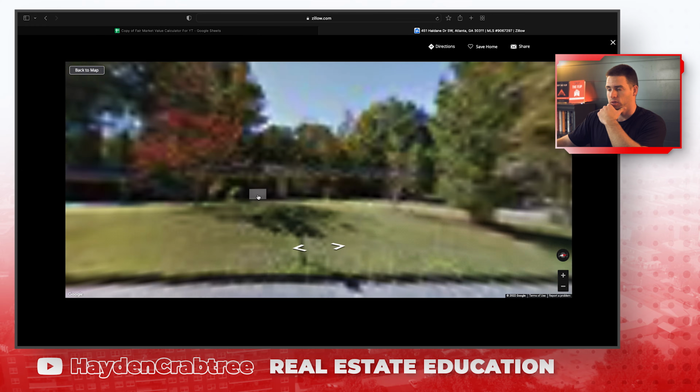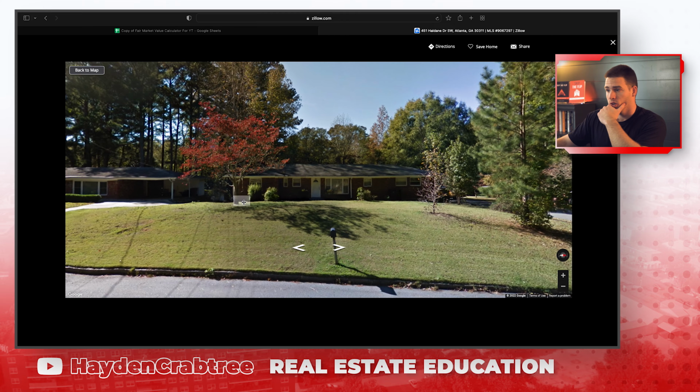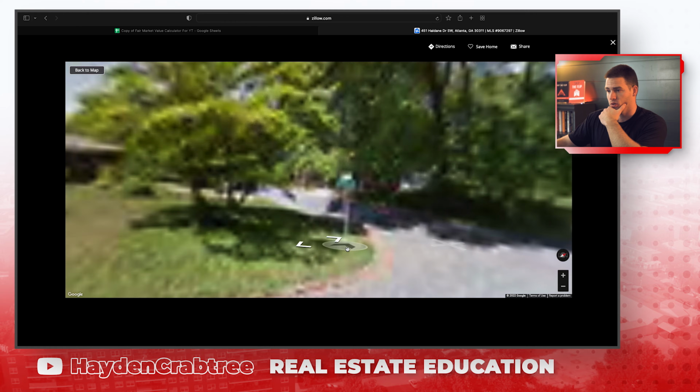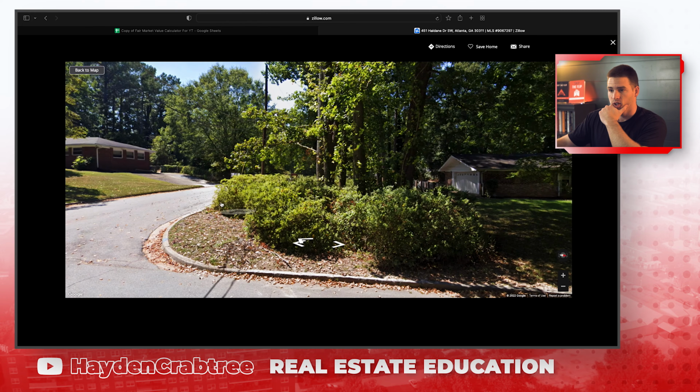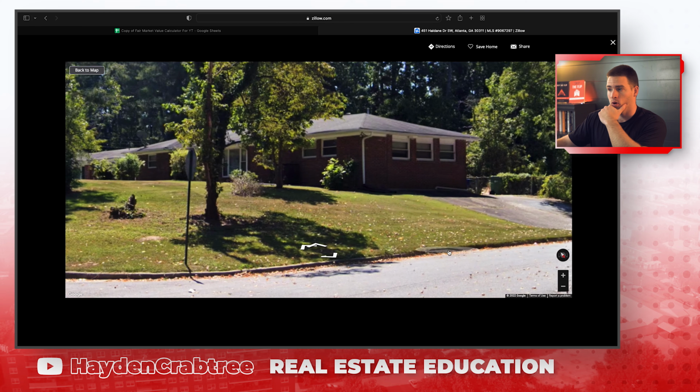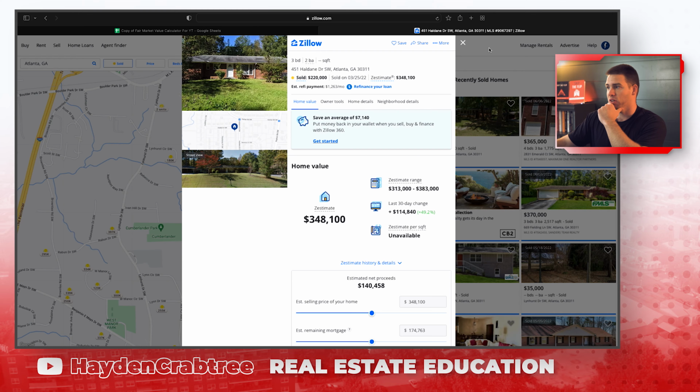We can click on the street view. Pretty basic, old ranch house. I don't see any sort of garage. I don't see any sort of sick landscaping or anything like that. This one doesn't have a carport. So that's one thing to be a little bit different, but let's take a look. This one, we don't see how many square feet it has, but we saw that it sold for $220,000.